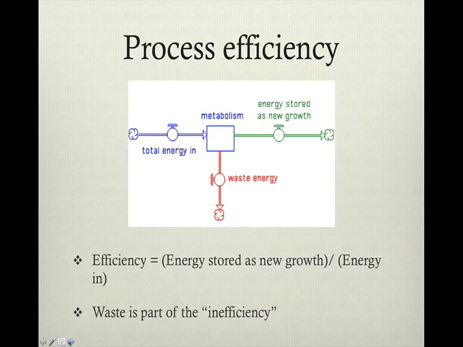So first, let's look at process efficiency, and we've seen this before when we looked at metabolism of an organism. We looked at a diagram of a deer growing and how much energy was in the food it ate and where that energy went. And if that energy went to energy stored as new growth, then the efficiency was just how much energy was in the new growth, the new biomass that the deer was putting on compared to how much it ate.